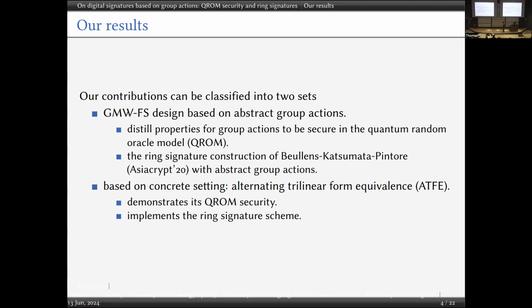abstract group action into the construction of the Bullions, Carter-Smata, and Pinto ring signature scheme, but with the general linear group actions. And we also look at the concrete setting. We instantiate our result on the alternating trilinear form equivalence. Specifically, we prove the ATFE-based signature. We provide some supporting evidence for its QROM security, and we also implement the ring signature scheme.